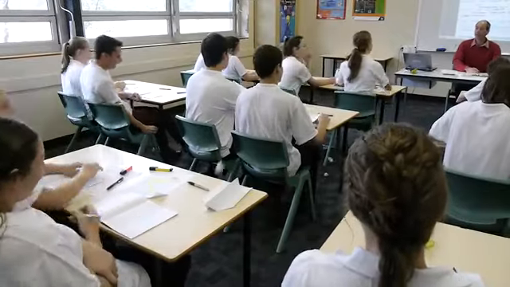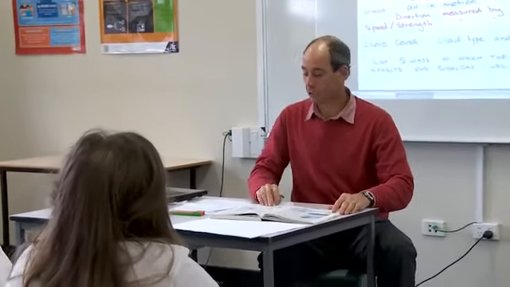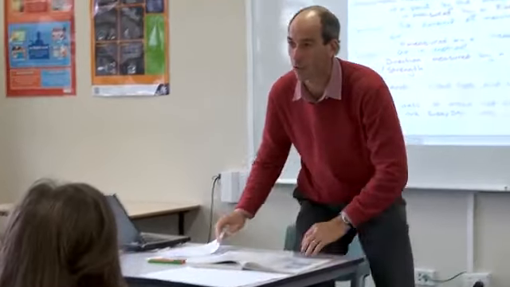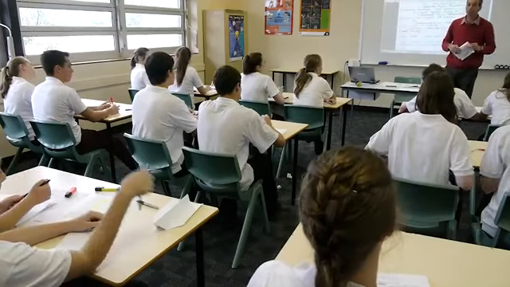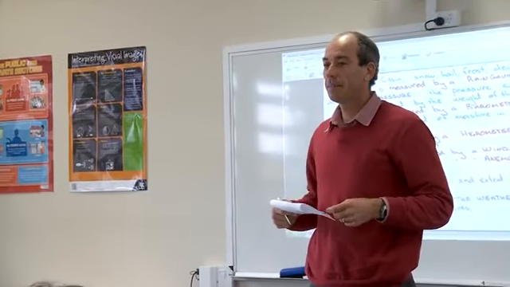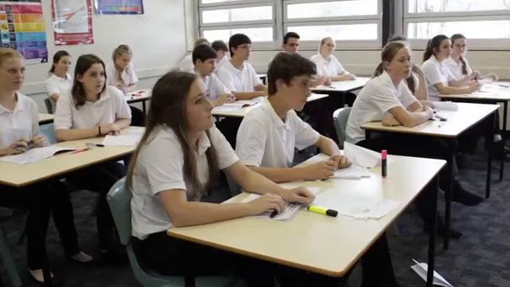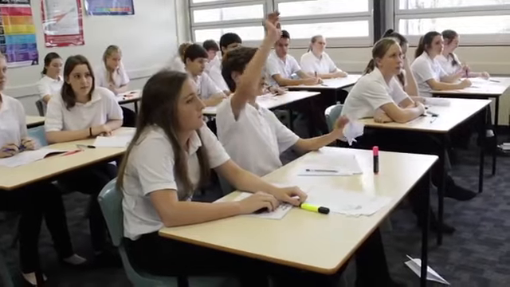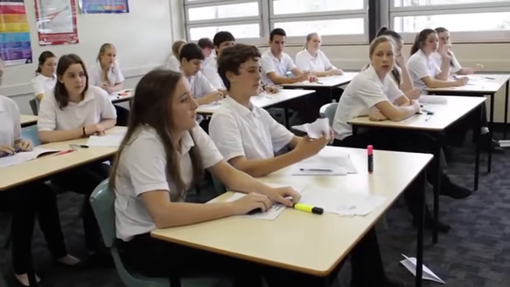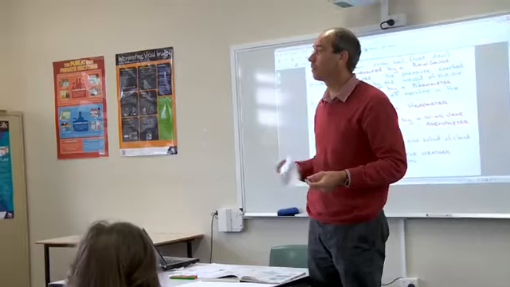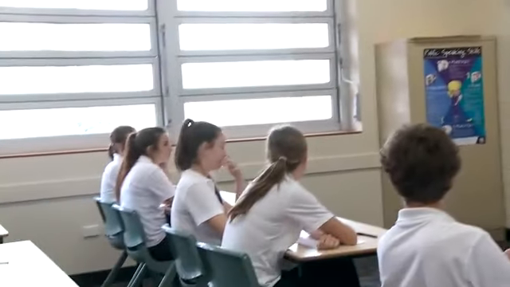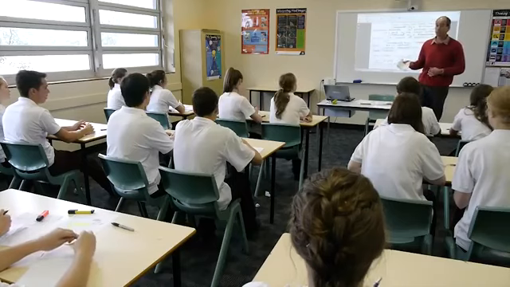Okay, settle down. Let's quickly have a look. We've finished our brainstorming. What have you come up with? Five ways the weather affects our everyday lives. Anyone? If it's hot, it makes me thirsty. Yeah, good. When it rains, you have to stay inside. Okay, good.